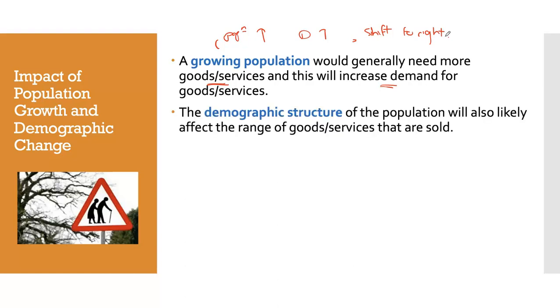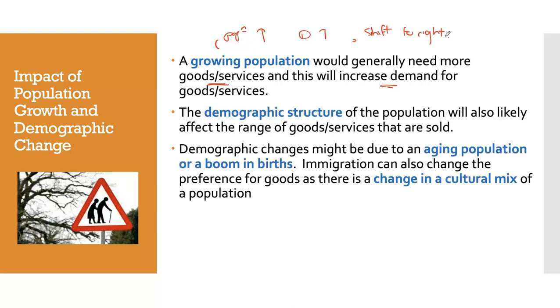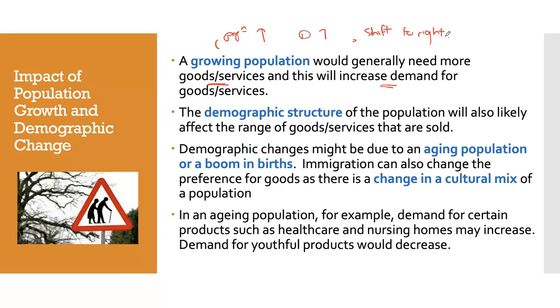The demographic structure is more about what is the type of characteristics within your population, and that's going to affect the range of goods and services. So this might be due to an aging population or a boom in births, or just immigration leading to a change in the cultural mix. And these different cultures, ages, amount of children are going to impact the things that are going to be preferenced as goods and services. So, for example, in an aging population, which Australia does have, demand for certain products such as healthcare and nursing homes may increase. You might also see demand for youthful products decrease.